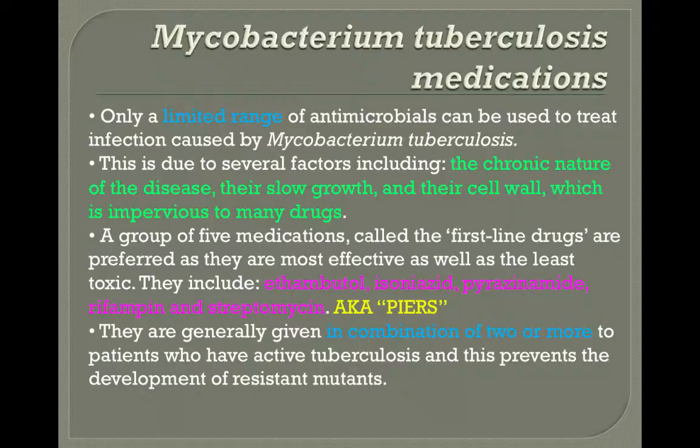So the PIRES medications, generally an individual is given a combination of 2 or more. If they're concerned that the individual has been exposed to already resistant strains, a lot of times they will go on all 5, but most of the time it's usually a combination of 2 or more. So that kind of helps prevent the development of resistant mutants, because remember, the more medications you take, the more likely that you're not going to have something that's resistant to every single one of those medications.